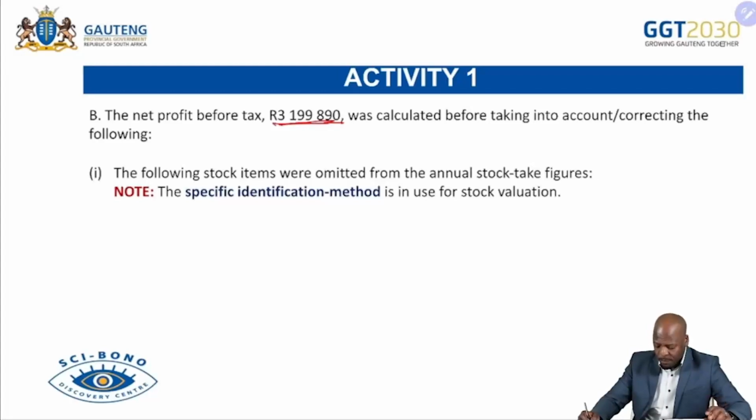And then they say, note, the specific identification method is in use for stock valuation. In other words, it tells you that you cannot prepare for paper 1 and not also look at your inventory valuation methods. As you can see here, we have the specific identification method. I've seen in another paper where they also have the FIFO method. In the other one, they have the weighted average method. So that means you need to know these methods before you can come for your paper 1. All right, so let us see, are we given more information?